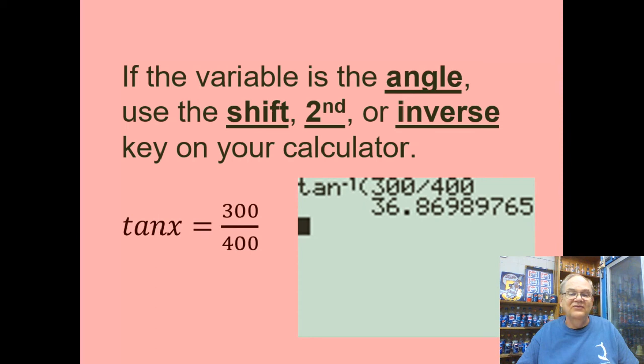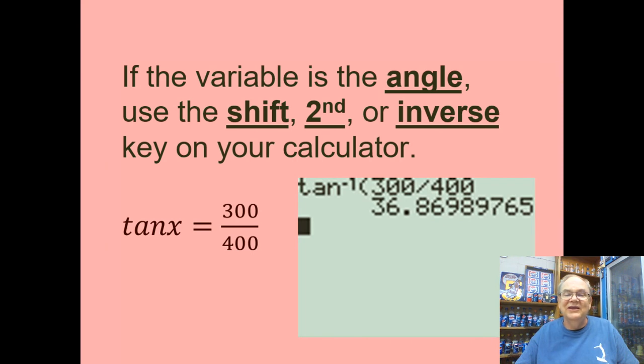But what you want to do is, in most cases, press second and then the tangent key, and it'll put a symbol on your screen that looks like tangent to the negative first power. We actually read that as the inverse tangent. And then in parentheses, you type 300 divided by 400.